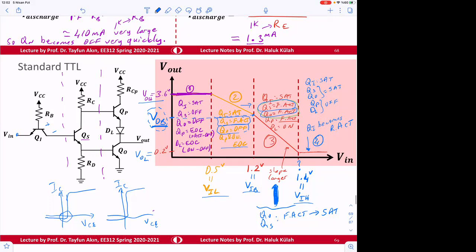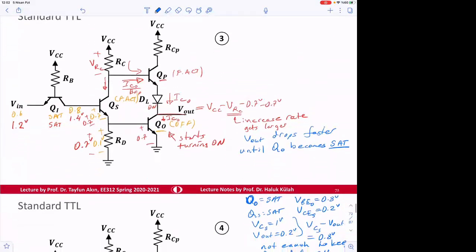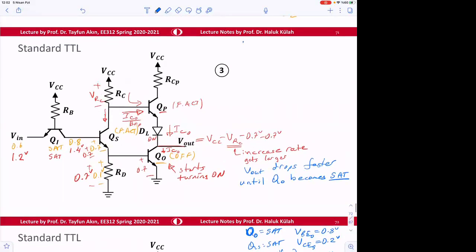From here to here, VOB is the point where QO starts turning on. That means to forward active. Okay, so that's the critical point. So QO was off, and it becomes on at that point.